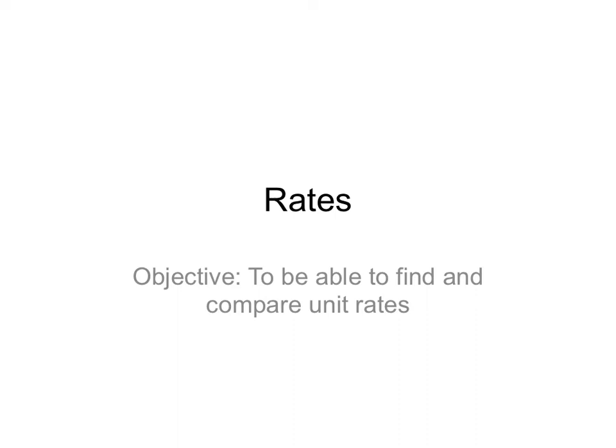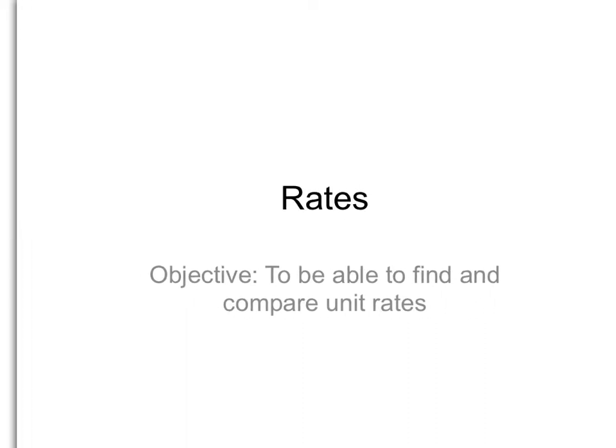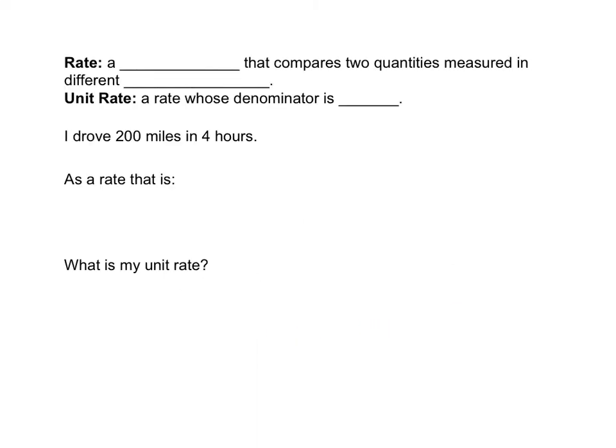Alright, 6th graders, today we're going to be taking a look at rates. By the end of this lesson, you're going to be able to find and compare unit rates. A rate is simply a ratio that compares two quantities measured in different units. And a unit rate is simply a rate whose denominator is 1.